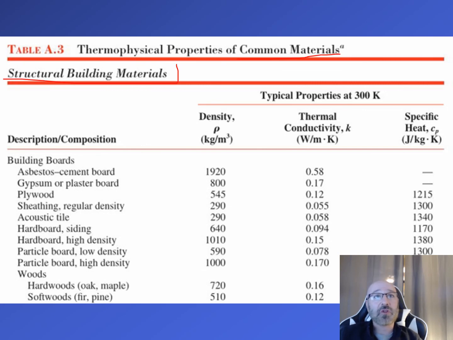So structural building materials right here, which is something that is going to be curious. You're not always going to be building something out of pure metal. You might have some types of binding boards. There's all different types of these here. So these are the common ones that we can look up from these tables.